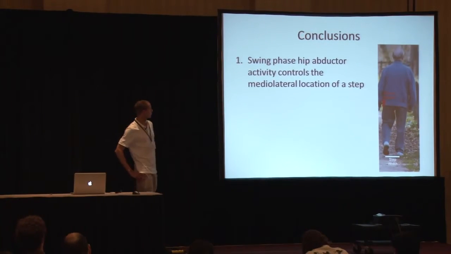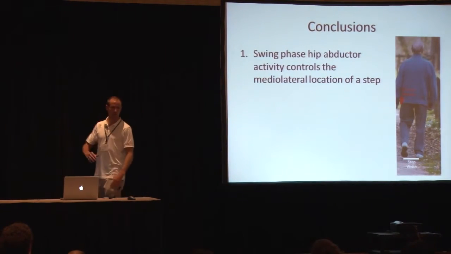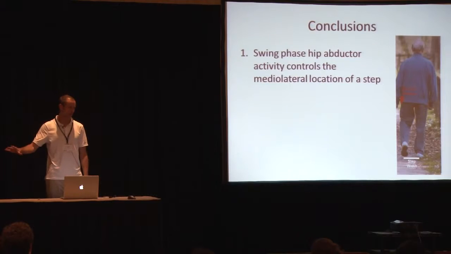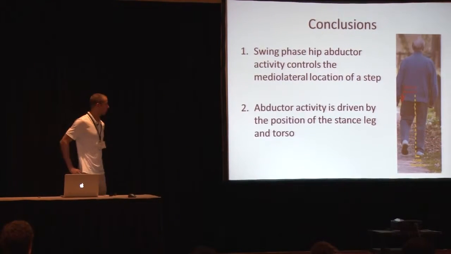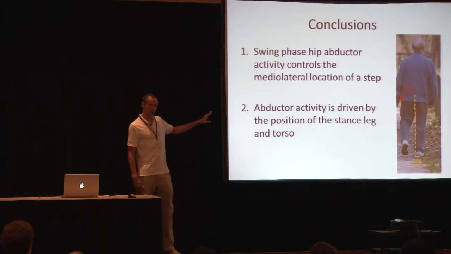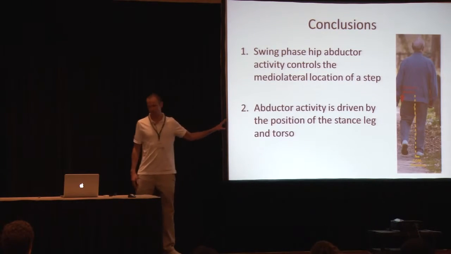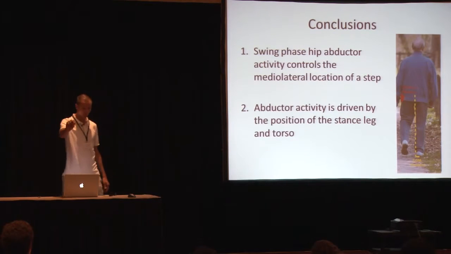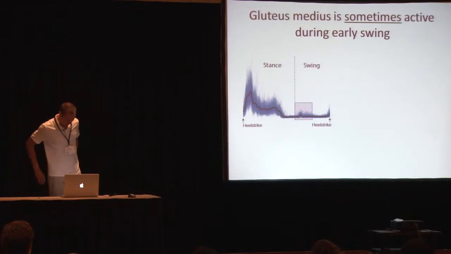So the first conclusion is that people do use their gluteus medius, their hip abductor, to control where their foot comes down mediolaterally. Okay? So I think that's the first thing that does matter. And secondly, I think they decide whether or not they're going to activate their abductors based on what's going on in the stance leg and the torso. So specifically, the mediolateral distance from where their foot is to where their center of mass, their midline, is. Okay, so how I got there.